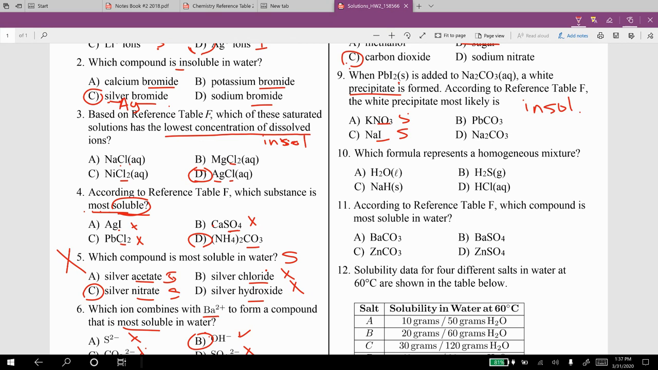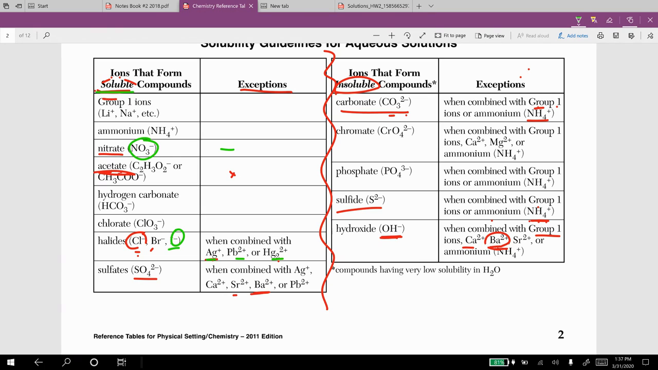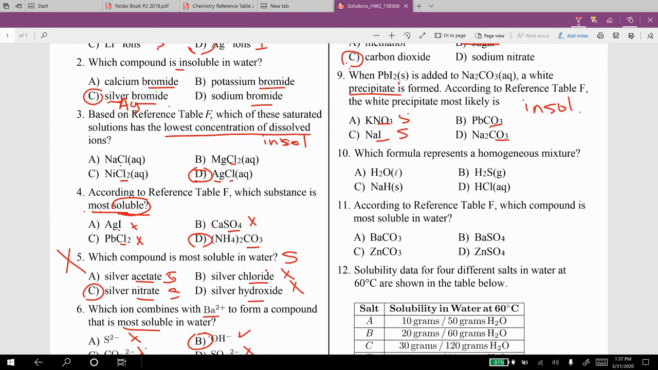So now we're looking at carbonate, right? We're both looking at carbonate, and now we're just comparing a lead and a sodium with the carbonate. So I've got my carbonate right here. Carbonates are insoluble, except if it's with group 1 or an NH4. Is lead in group 1? No. So lead is not in group 1, so then that is not soluble. And is sodium in group 1? Yes, sodium is in group 1, so that makes that soluble. Three the same, one different.